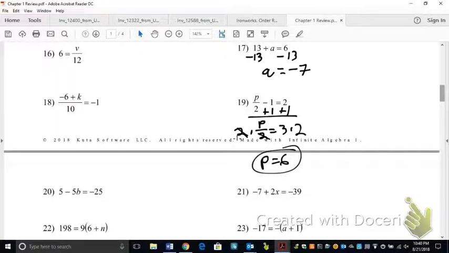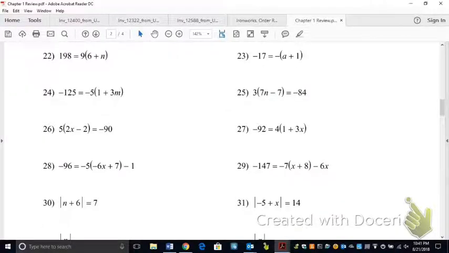21, we have negative 7 plus 2x. So we're going to add 7 to both sides. That's going to give us that negative 7 plus 7 is 0. 0 plus 2x is 2x. Negative 39 plus 7 is negative 32. Now we have 2 times x, so we want to divide by 2. So now we have x equals negative 16. And that's it.